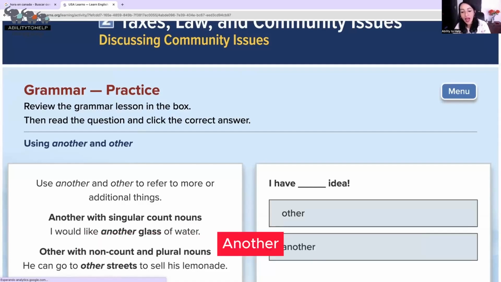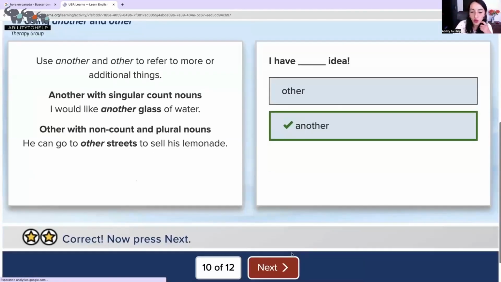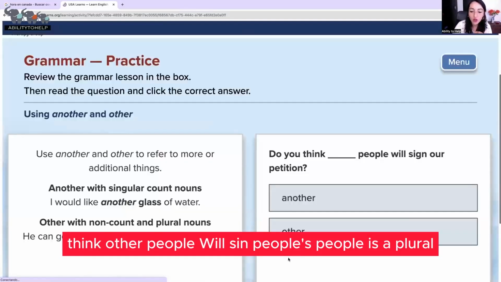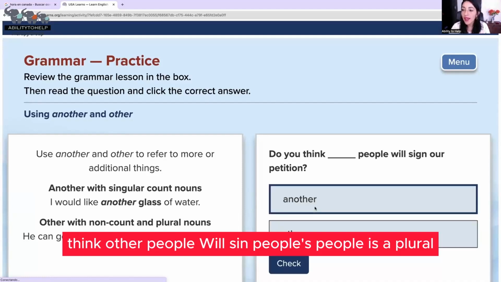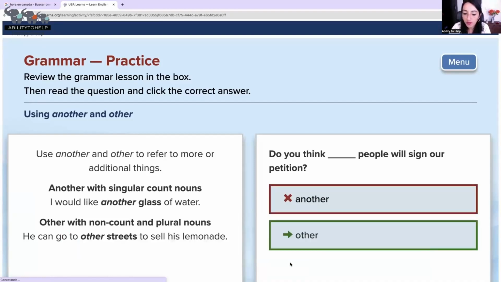I have another idea or other idea. What do you think? Other or another? Another idea. Because the idea is a singular noun and is countable too. So that's why this is the answer. Do you think other people will sing, because people is a plural noun. So that's why you have to click on another people.